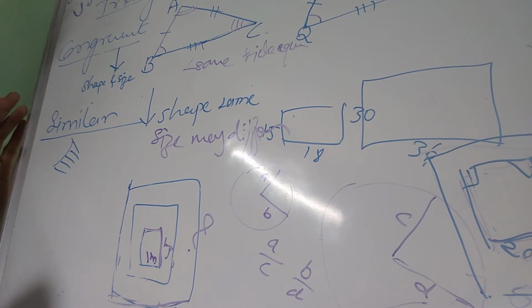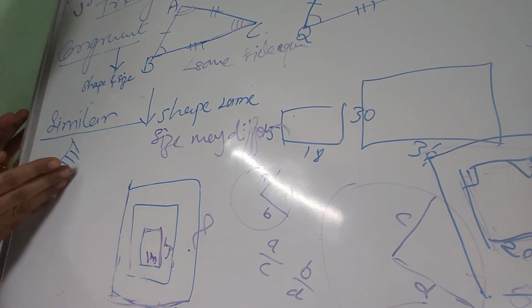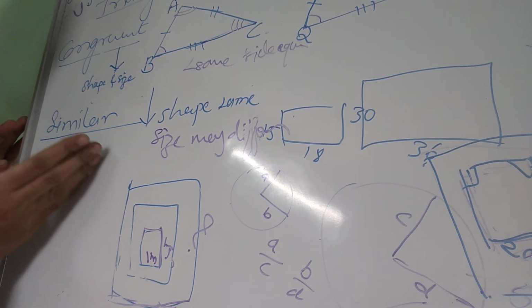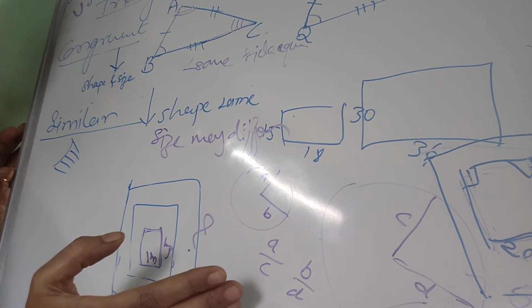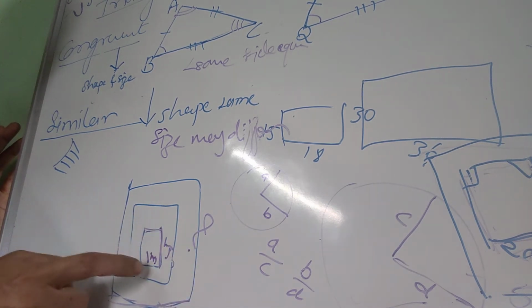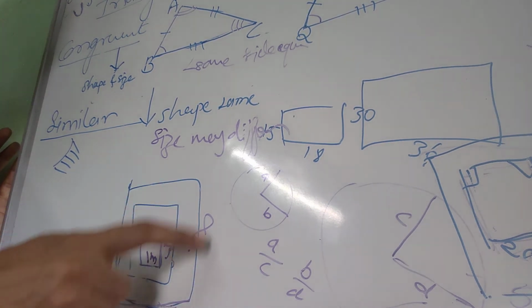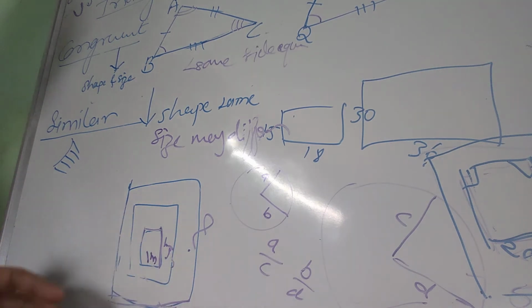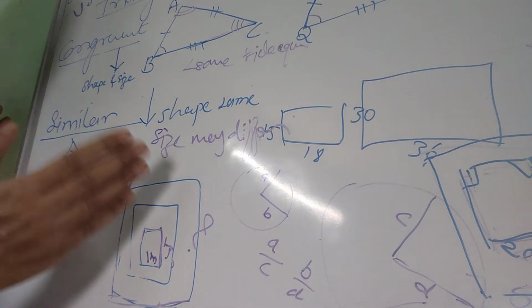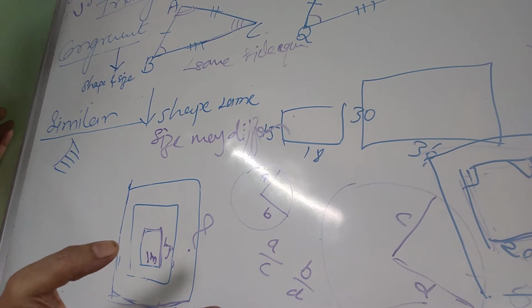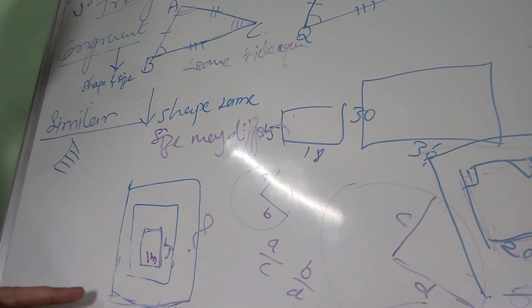For example, if you keep your book near a source of light and move it away from the source of light, you may get shadows of the book like this, and there will be some proportionality as the size decreases. But when it is decreasing, there will be the proportionality.